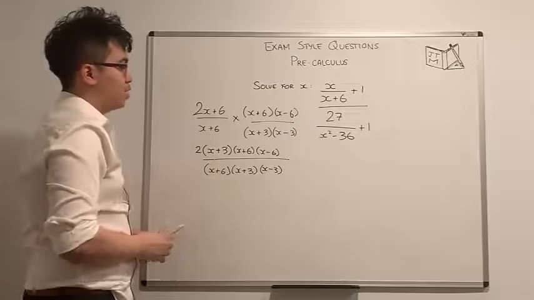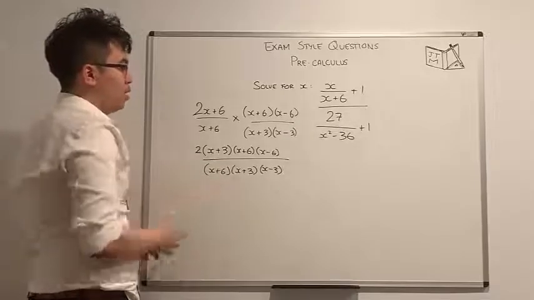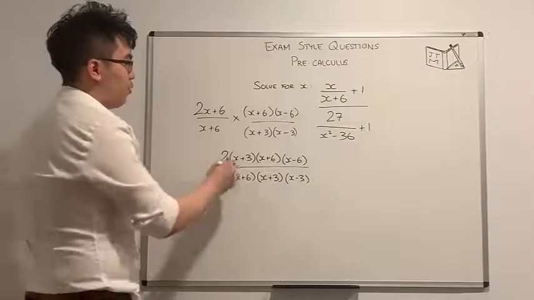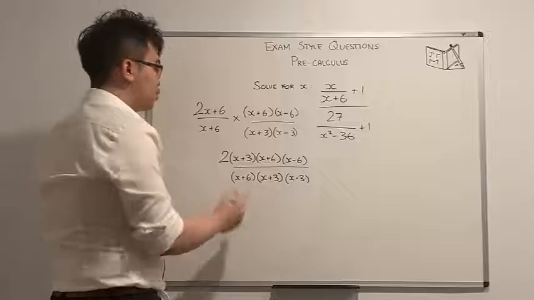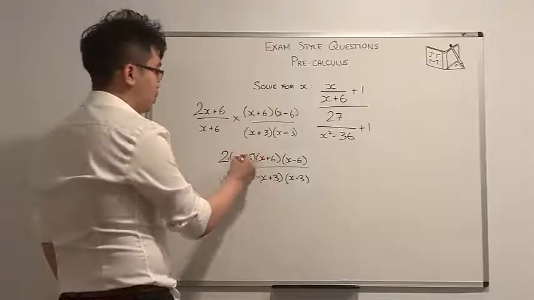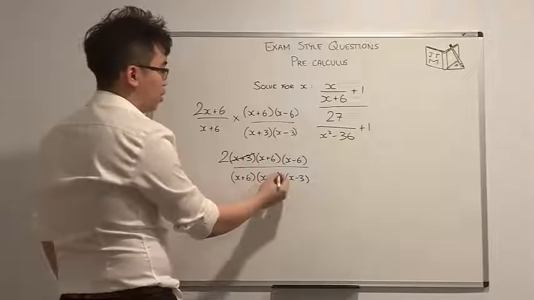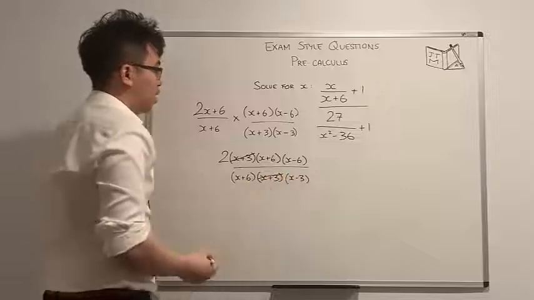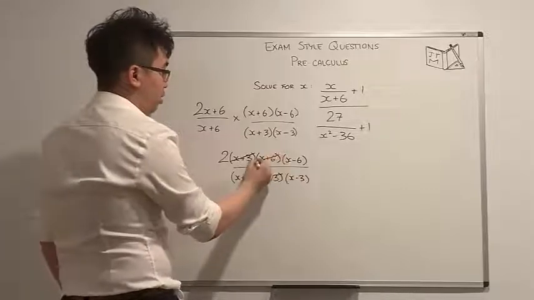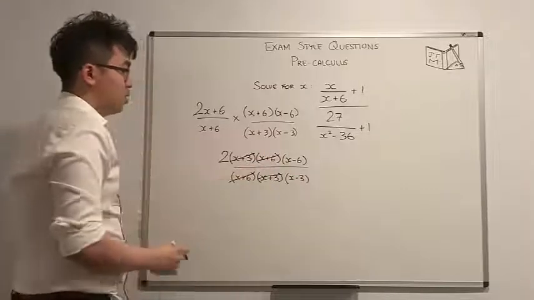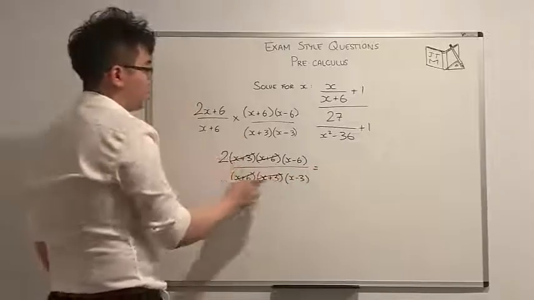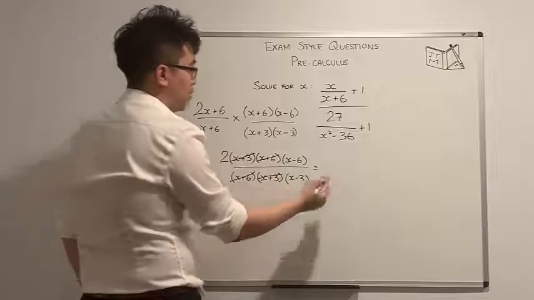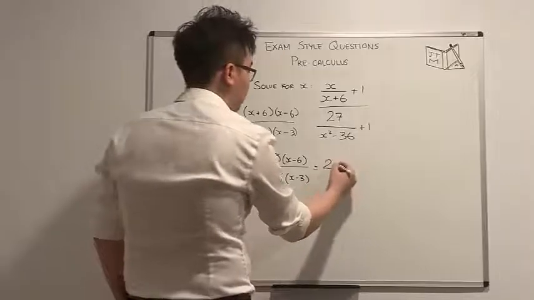Now each of these factors should be prime at this point. We see that there are factors on the numerator and denominator that are identical to each other, so we can go ahead and cancel those out. For example, x plus 3 occurs at top and bottom, so we cancel those out. And likewise for x plus 6, which means that we're left with these remaining factors, the 2, x minus 6, and x minus 3. So let's go ahead and write them out.